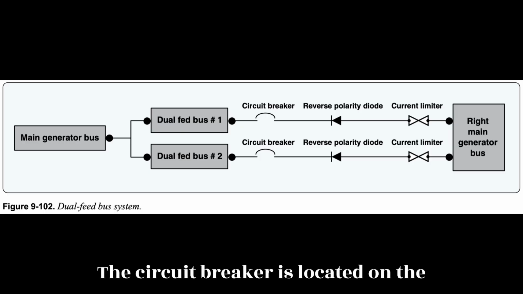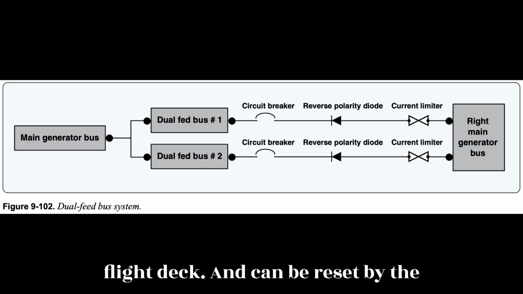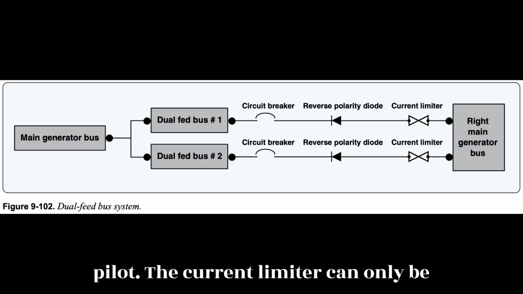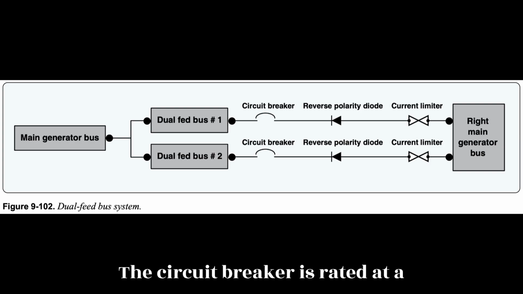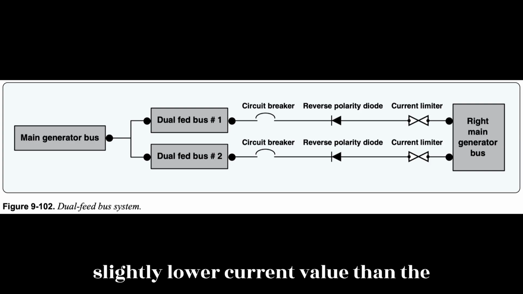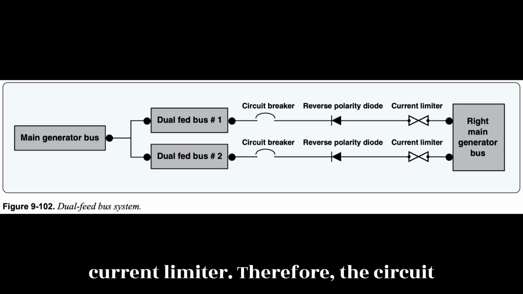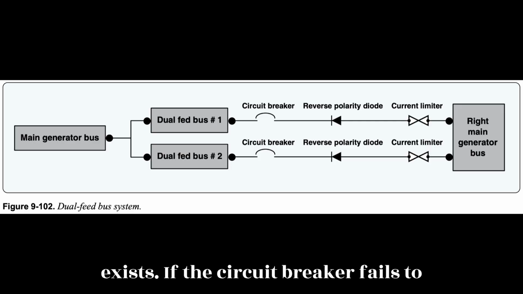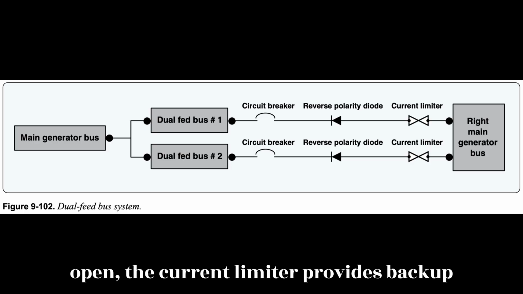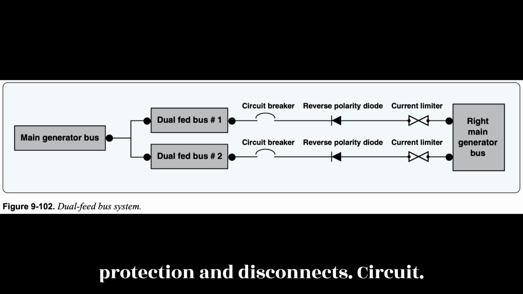The circuit breaker is located on the flight deck and can be reset by the pilot. The current limiter can only be replaced on the ground by a technician. The circuit breaker is rated at a slightly lower current value than the current limiter. Therefore, the circuit breaker should open if a current overload exists. If the circuit breaker fails to open, the current limiter provides backup protection and disconnects the circuit.